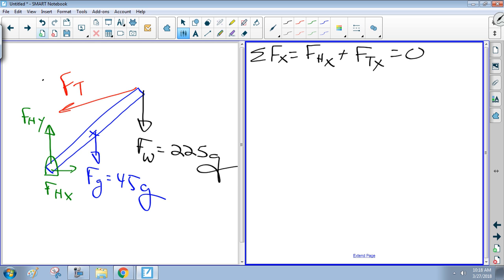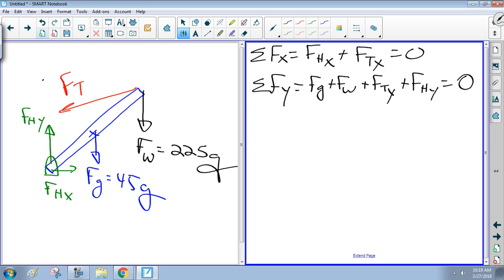Cool? All right, similarly, vertically, as you guys were quick to point out, there are 3 vertical forces. There's gravity, the force of the weight, the force of tension vertically, and then the force of the hinge vertically. So those all have to add up to 0, right? Again, nothing there really helps me because there's 2 unknown forces in that equation. So we got to go to net torque. Good? All right, so net torque. What should we choose as our pivot point?